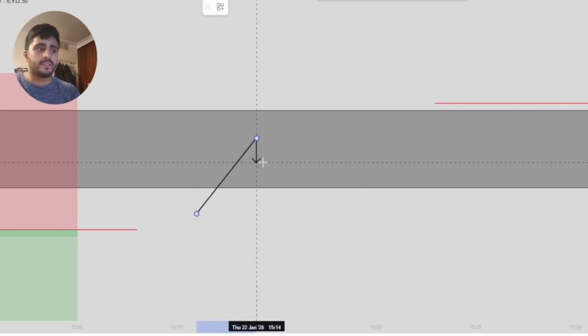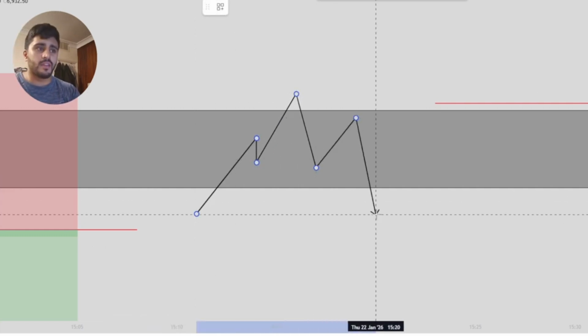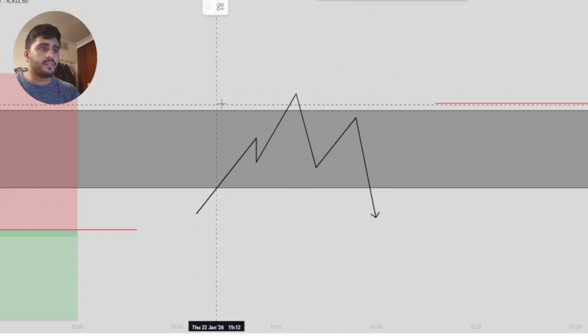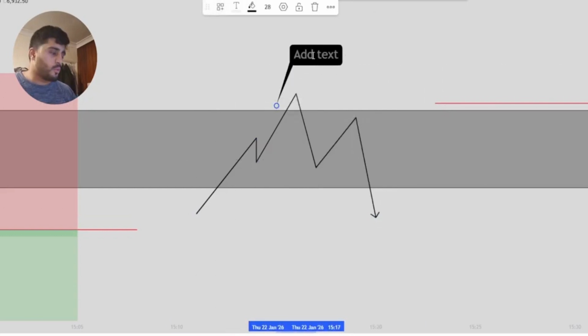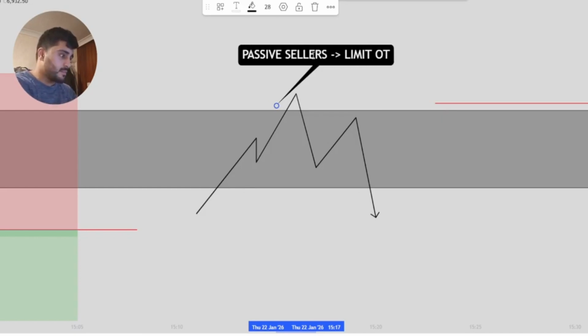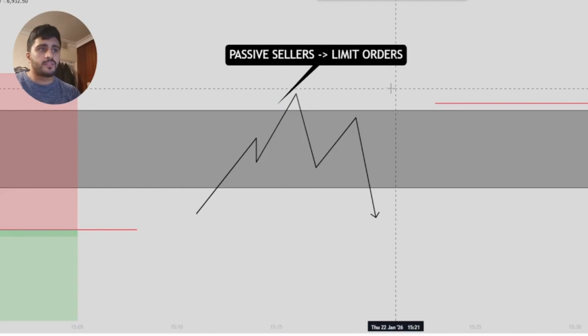We're going to come into the zone and we're going to have some price action over here before we eventually break. Now, in this region, you're looking for what we call passive sellers. Passive sellers just means that there are sell limit orders over here. So let me just write that: limit orders. And so think of it this way.